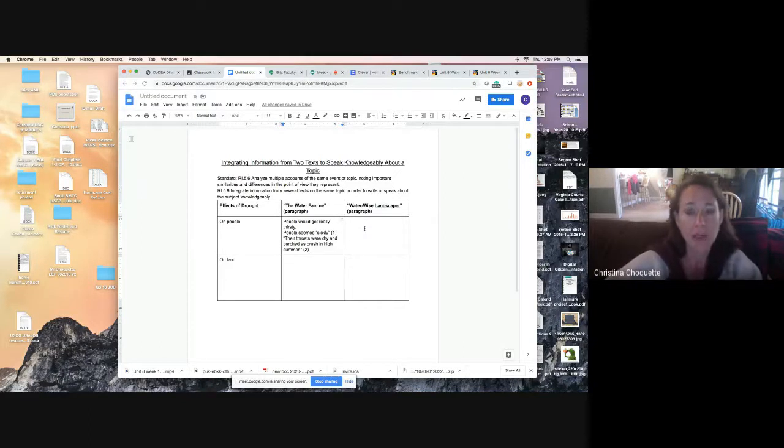And then I would look at the Water Wise Landscaper and find information on how the Water Wise Landscaper gives information on how drought affects people. There's paragraph 4, which is, we know how the paragraphs are in the interview. And then we're going to look at both texts to figure out how the water famine gives information that shows the effects of drought on land, and how the Water Wise Landscaper shows the effects of drought on land as well.